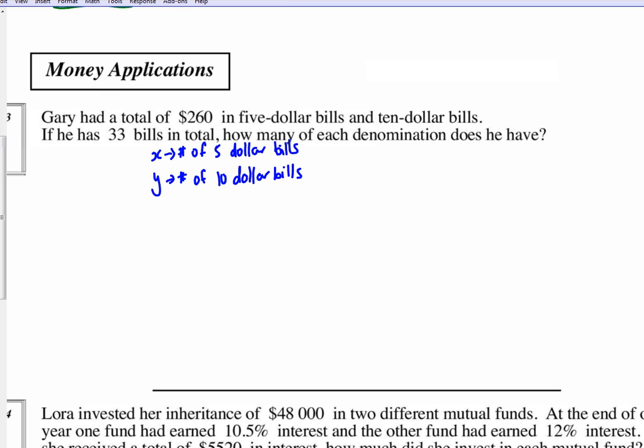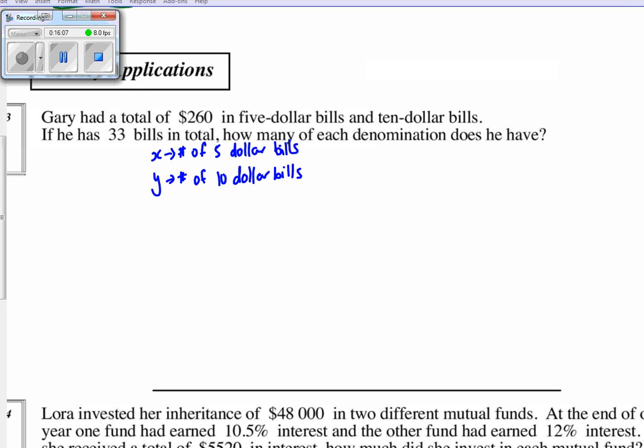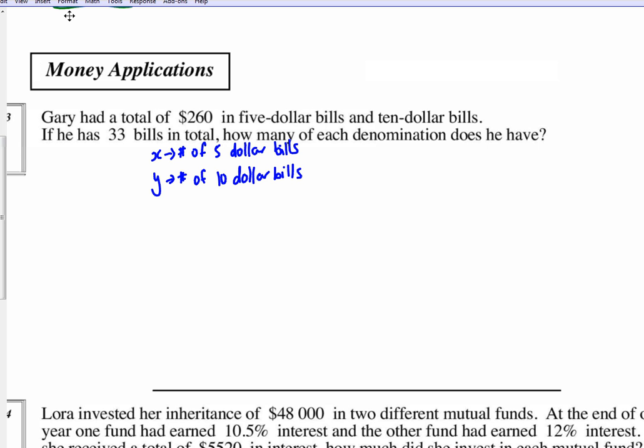Okay, so what I'd like you to do is read through this question. Do your best to make your 2 equations. So what's one equation? Can someone offer me an equation? Okay, so because x is the number of bills and y is the number of bills, then the number of 5s plus the number of 10s equals 33. Good. Okay, now what?